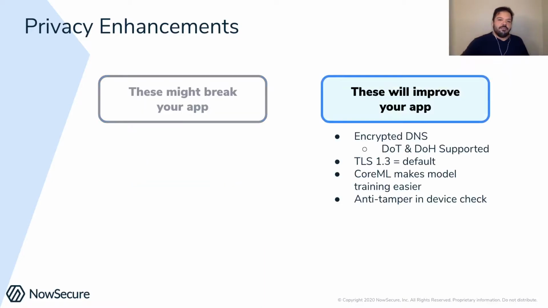On the other side of things, there are some really marked improvements that you could make within your app. And these are kind of pseudo security in some cases. They are privacy. This is where we kind of are on the edge. For instance, encrypted DNS. This is a big enhancement. Is it a security enhancement or is it a privacy enhancement? I would say both.